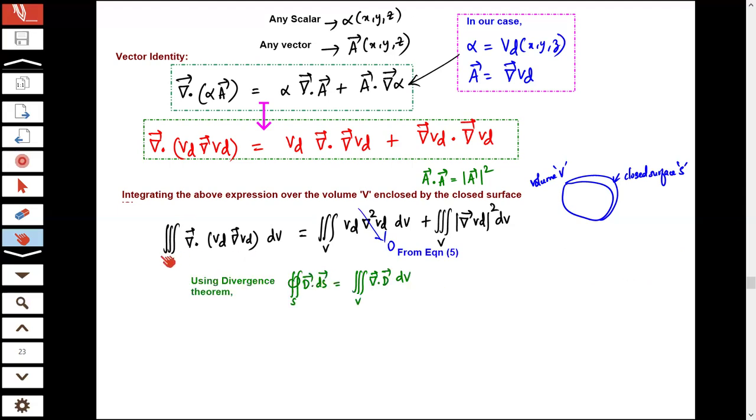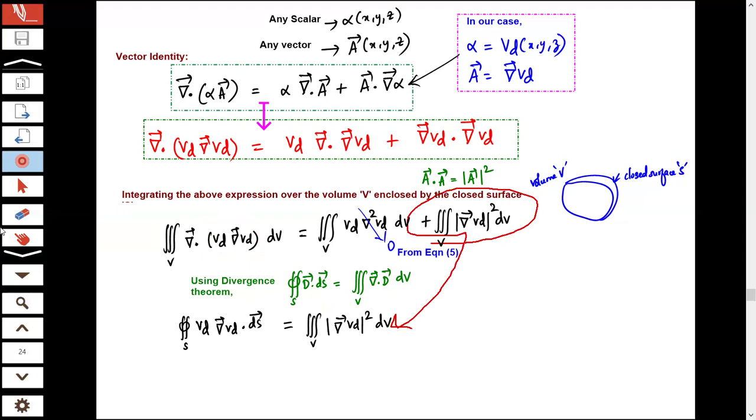And for the left-hand side, this is volume integration of divergence of the vector, where the vector is Vd multiplied with del Vd. This entire term is the vector for which divergence is taken and volume integration is done. By the known divergence theorem, we can rewrite this expression in the left-hand side in terms of closed surface integration, where divergence theorem says volume integration of divergence of D is equated to closed surface integration of that vector D. In our case, the vector is Vd multiplied with del Vd. This divergence of this vector function integrated over the volume can be written as closed surface integration of this vector function. So the left-hand side can be written in terms of closed surface integration, and in the right-hand side, only one integration is left, which we are writing as it is.